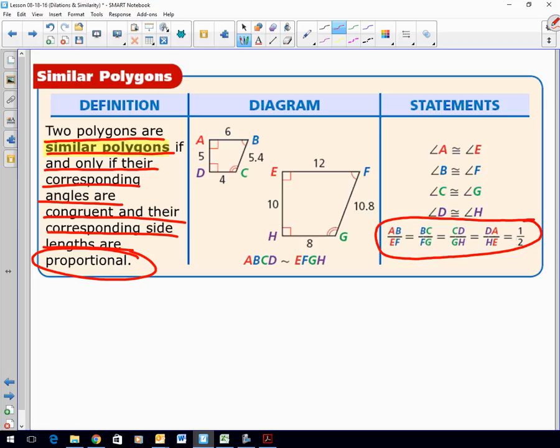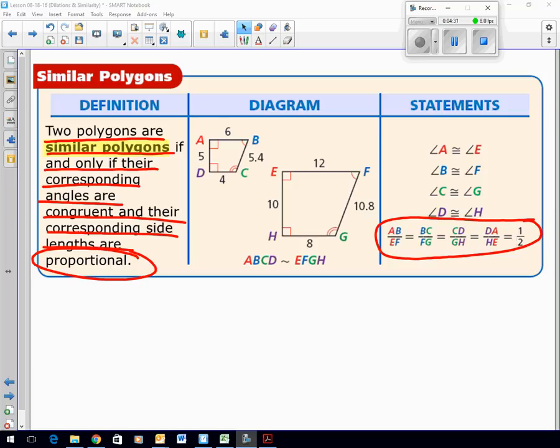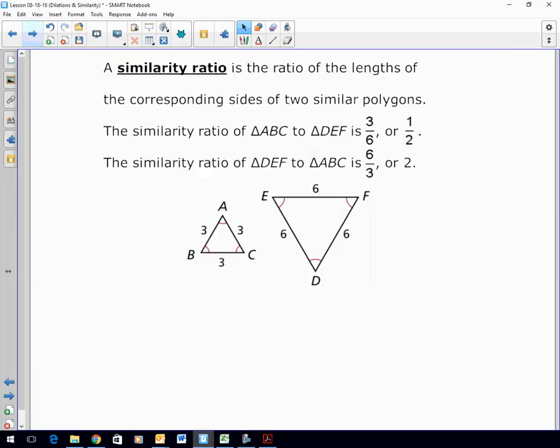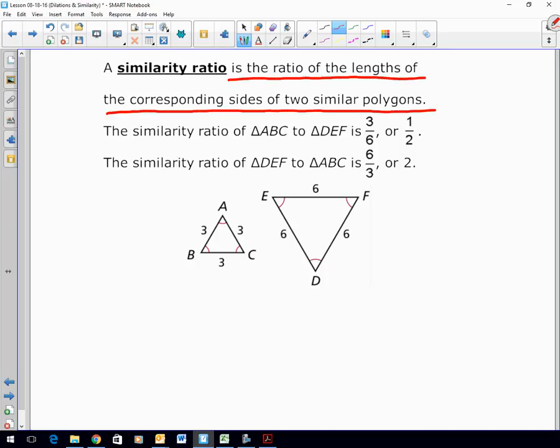Right? Everybody got me on that one? Okay. All right. Some of you might need a second or two. All right, guys. Check it out. Mr. Hobbs, what's the similarity ratio? Well, let's talk about that. A similarity ratio is the ratio of the lengths of the corresponding sides of two similar polygons. You might as well write this whole slide down, okay? The similarity ratio of triangle ABC to triangle DEF is 3/6 or 1/2. The similarity ratio of triangle DEF to triangle ABC is 6/3 or 2.